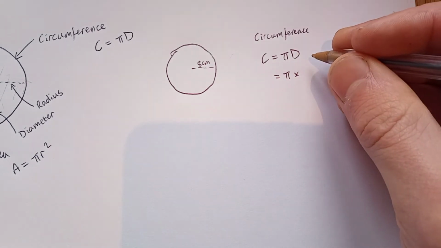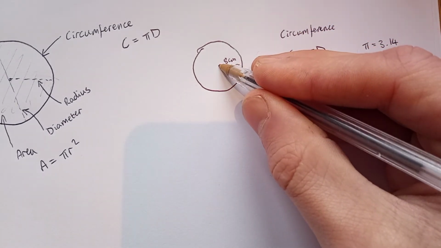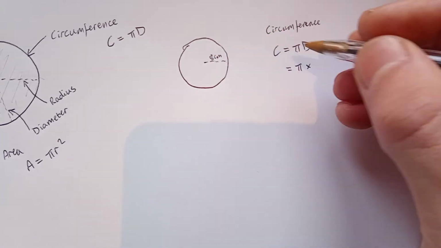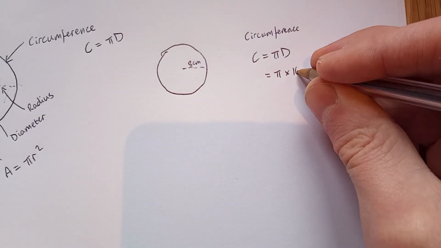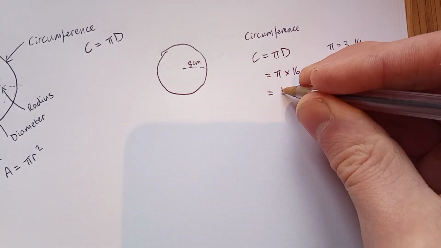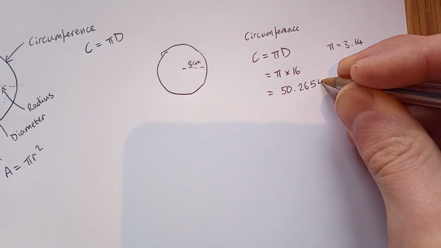D is our diameter. Now for this circle, we've got to be careful. We've only been given the radius, that's halfway across. So to get the whole way across, we need to double that to get our diameter. So pi times 16. Doing that gives us 50 point, and you can check this in your calculator, 2654824.